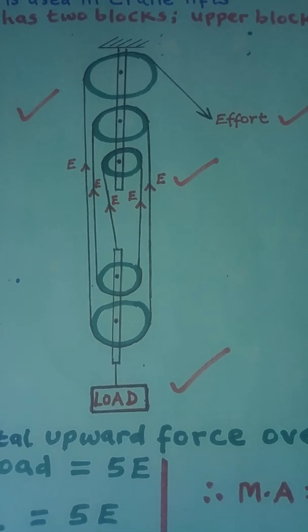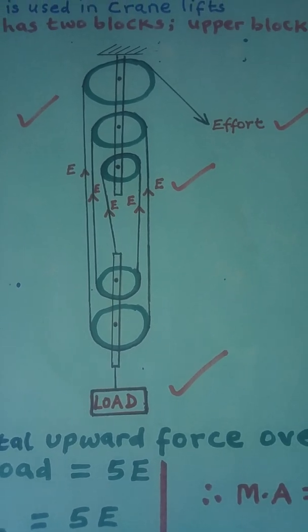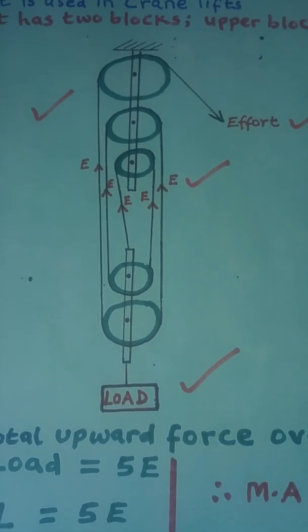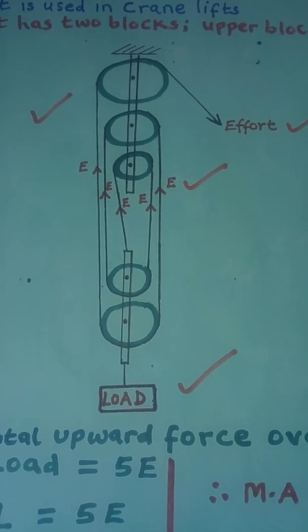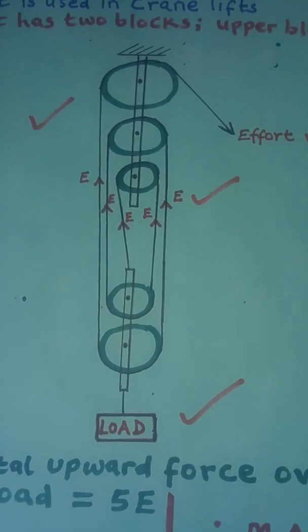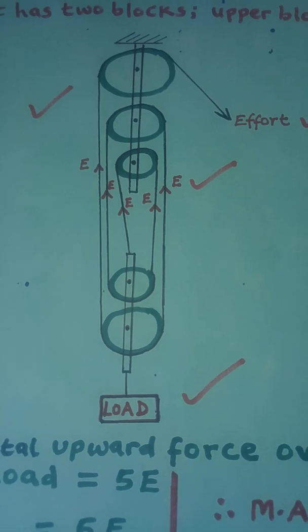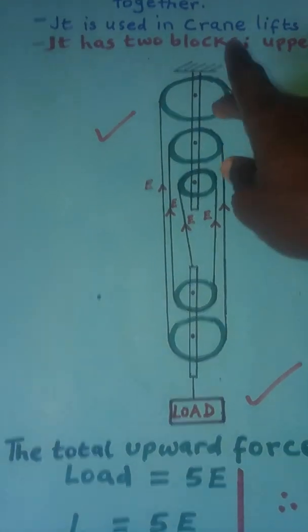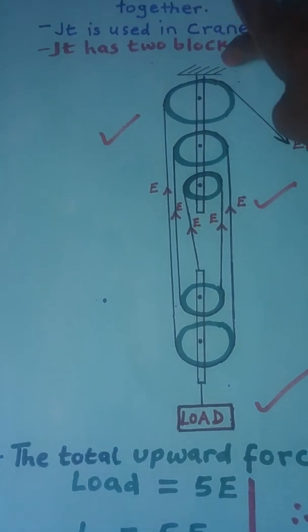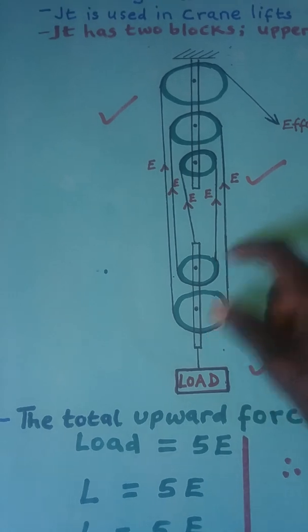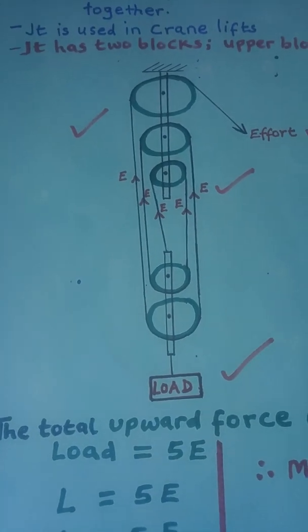But if it is an odd number like 3, 5, 7, what do you do? You make sure that more are on the upper block and few on the lower block. I think this one also has some bit of common sense. Why do you think more should be up? Because the upper block is fixed, you see? This block here is fixed up.